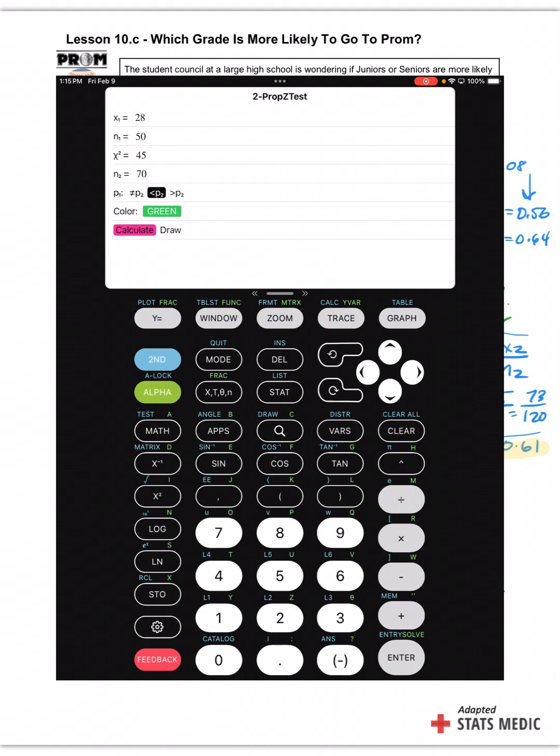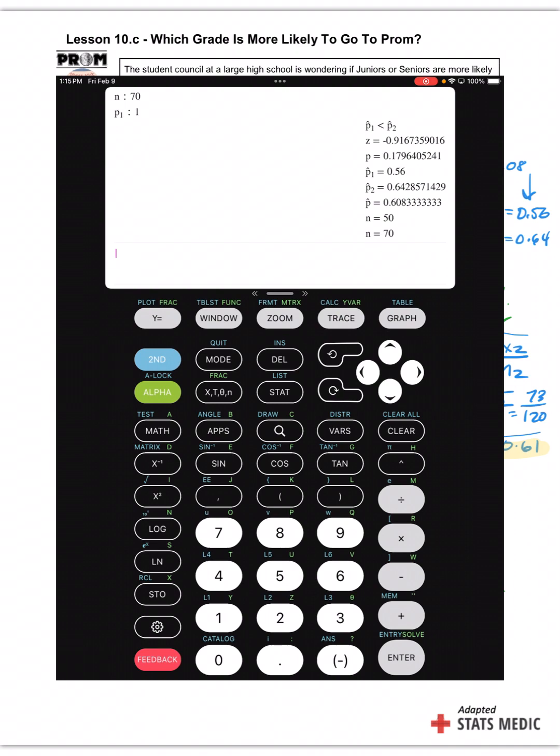Now, there it is. So look, it gives me the z-score. I can't see mine, but it's there. 9.1 or 9.2. Is that what y'all got? Yes. And the p-value is 0.18, basically.